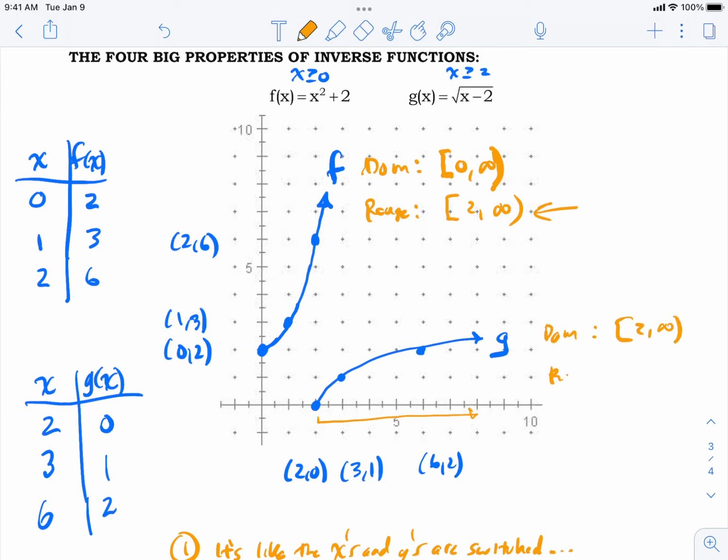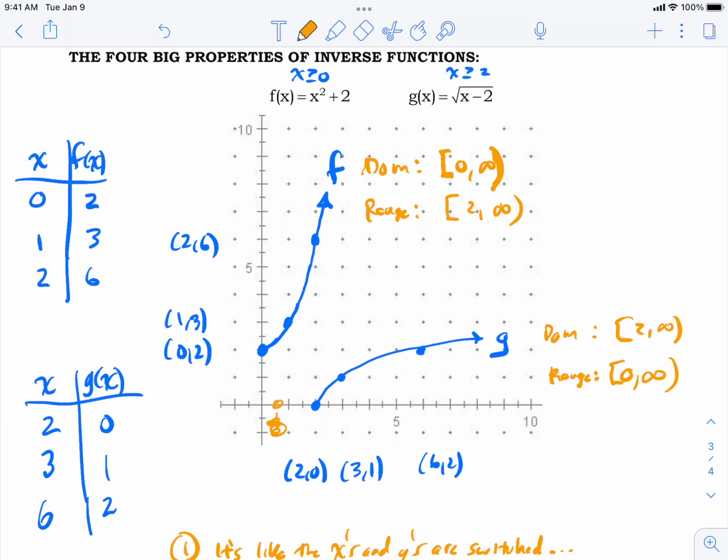And now look at the range of g. Here you're looking at the y values. What's the set of all possible outputs? And you'll notice that because g starts here, you never get y below 0. There's no negative y's here. So the range is y starts at 0 and climbs all the way.